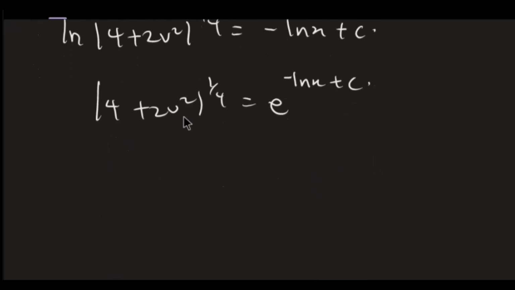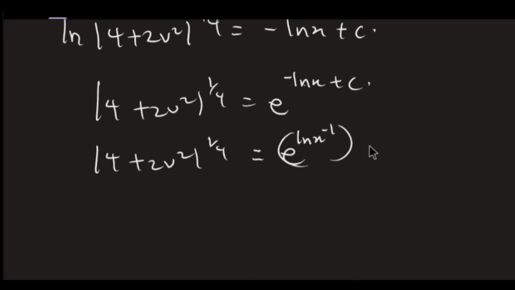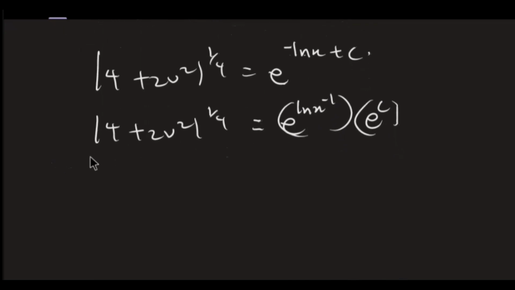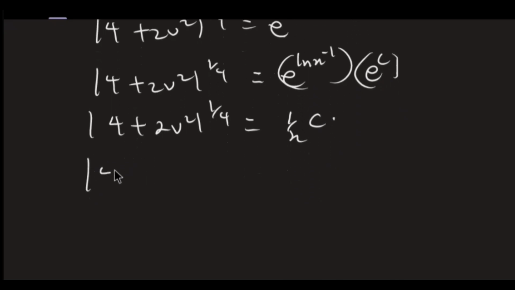At this point, I'm going to have (4 plus 2v squared) to the power 1 over 4. This will be e to the power, this will be 1 over x, right? Because I'll have ln of x to the power negative 1. So it will be equal to e to the power ln of x to the power negative 1 multiplying e to the power c. I move on. (4 plus 2v squared) to the power 1 over 4 will be equal to 1 over x multiplying, this will be c because it's a constant. So obviously c over x. So I'm going to get (4 plus 2v squared) to the power 1 over 4 equals c over x.